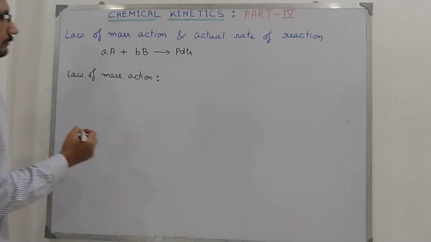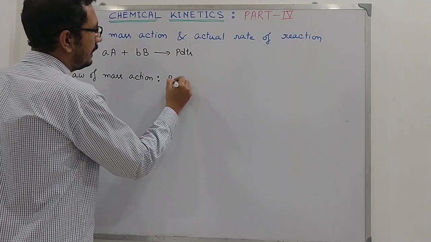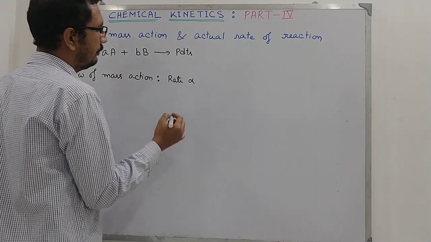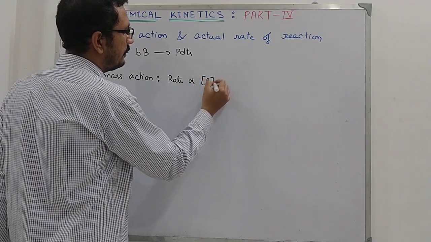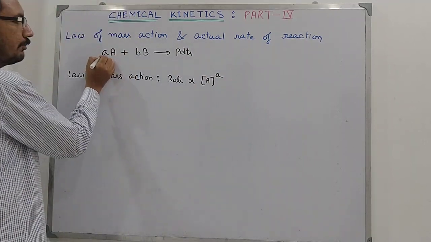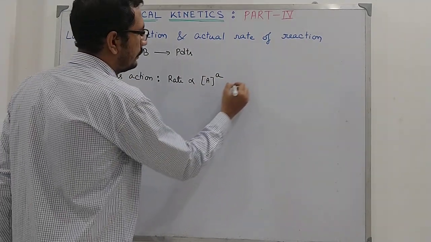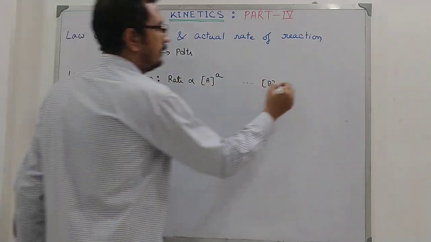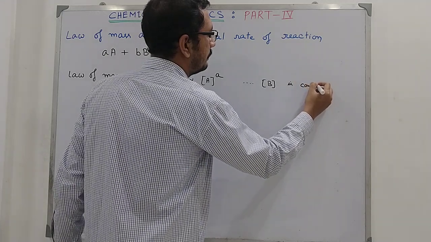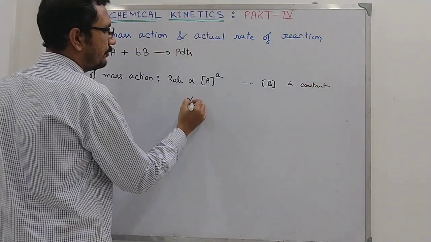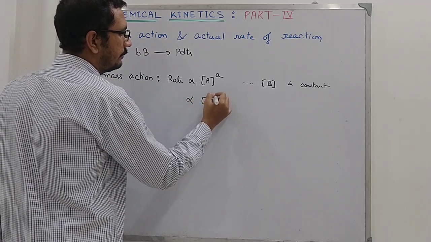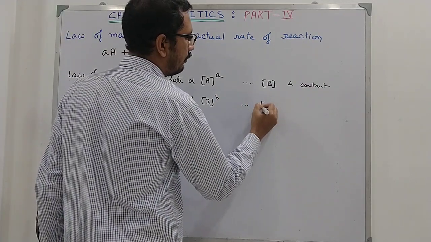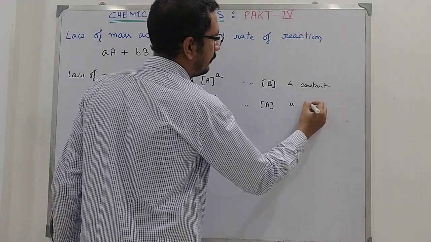The law of mass action tells that the rate of the reaction is proportional to the concentration of A to the power of its stoichiometric coefficient when the concentration of B is constant, and the rate is proportional to the concentration of B to the power of the stoichiometric coefficient of B when the concentration of A is constant.